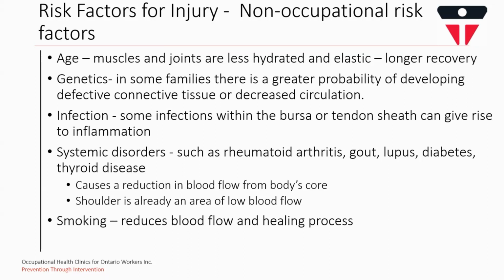And also systemic disorders such as rheumatoid arthritis, gout, lupus, diabetes, and thyroid diseases can cause a reduction in blood flow from the body's core. And smoking, of course, also reduces blood flow and the healing process.